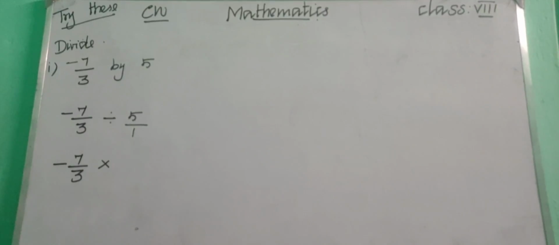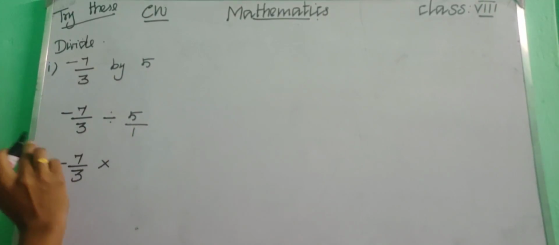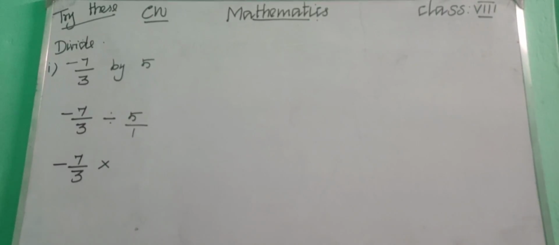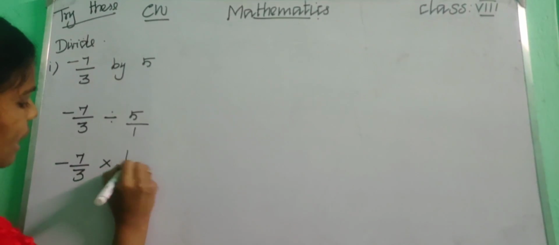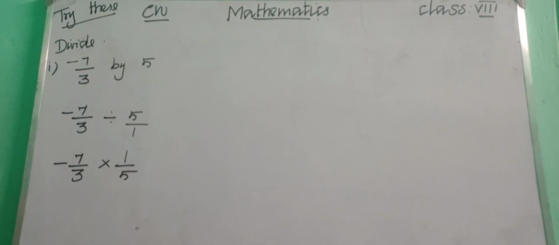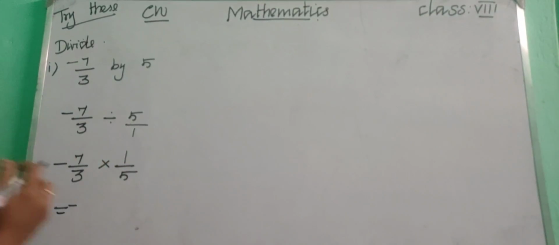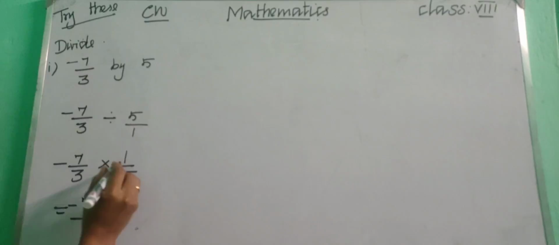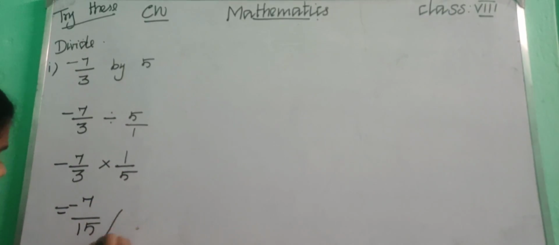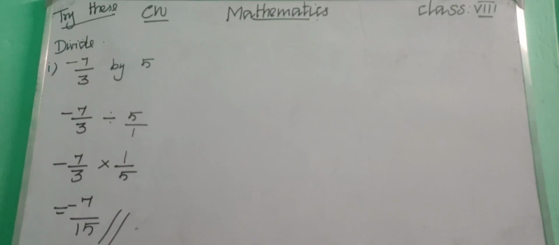So if there is no denominator, we can consider it as 1. Okay children. So now what is the reciprocal of this 5 upon 1? 1 upon 5. Okay children. So 1 upon 5. Now we can find the answer very easily, right? So let us just multiply the corresponding numerators and corresponding denominators. Now say the answer. Minus 7 into 1, minus 7. Okay. And 3 into 5. 3 5s are 15. Okay children. So the answer is minus 7 upon 15.